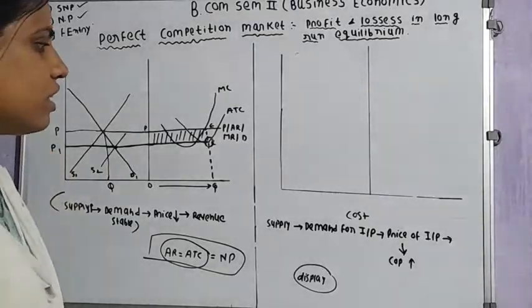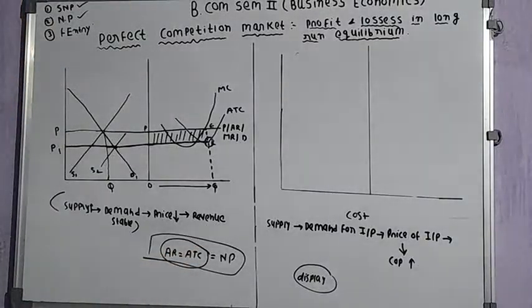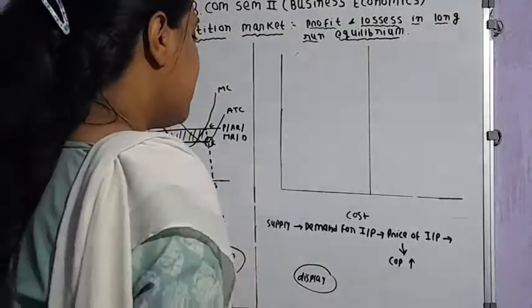Now we are going to see the graph from the cost point of view. Okay, so here again what we are going to do? We are going to draw a demand and supply curve.